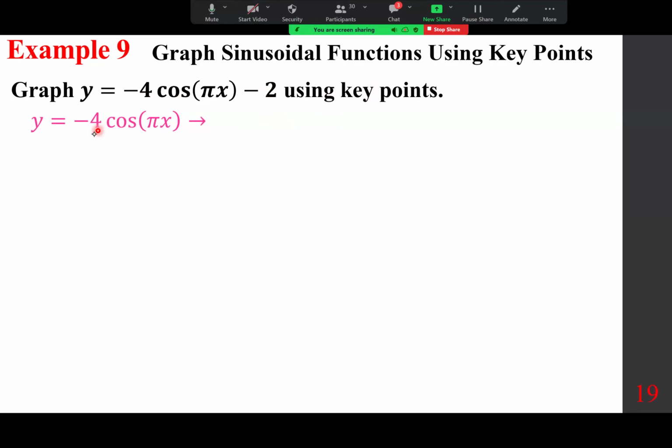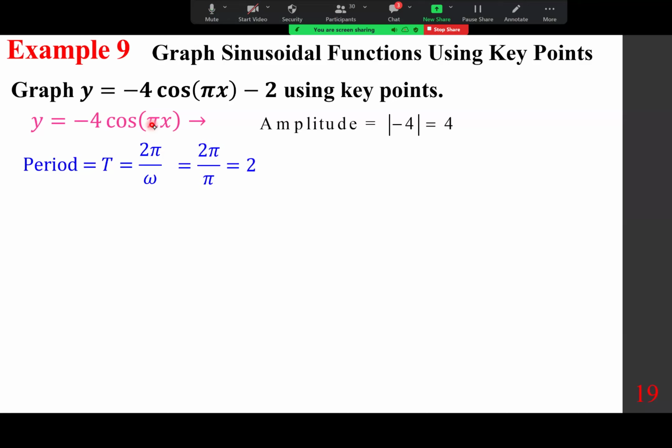Which means the amplitude is the absolute value of negative 4, that is 4. T is 2 pi over omega, and omega is the coefficient of x. 2 pi divided by pi makes it 2. You have to cut the 2 into 4 equal parts. 2 divided by 4 becomes 1/2. So we're going to go from 0 to 1/2, 1/2 to 1, 1 to 3/2, 3/2 to 2. That's the idea. So again, I think it's pretty straightforward, everybody.